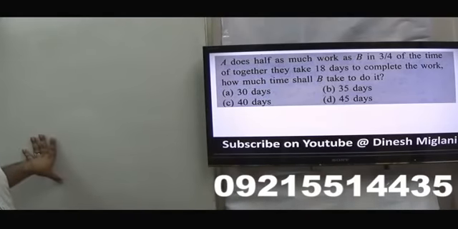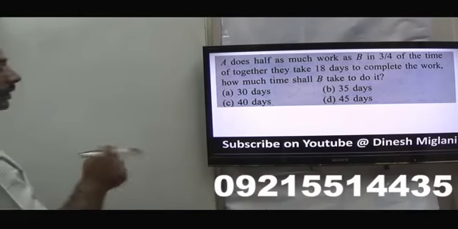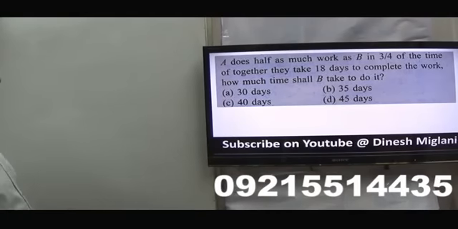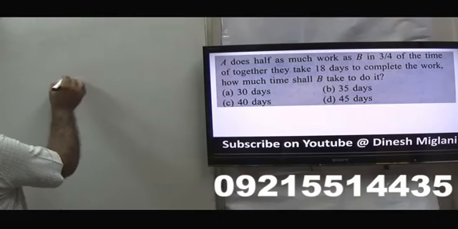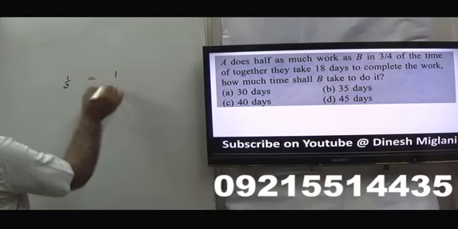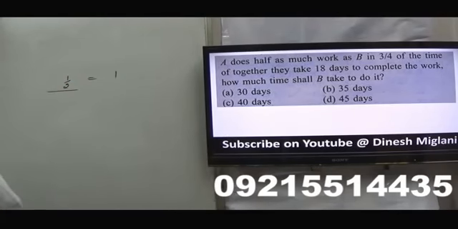A does half work as B does in 3/4 of the time. Just to make an understanding of the question, because here we have to make a comparison between A and B, one approach is total work equals man into days. Just apply that. A does half work, so the work done by A is 1 by 2. Work done by B is 1.